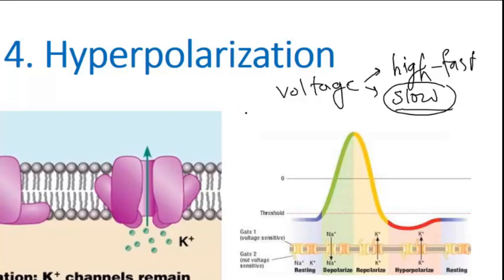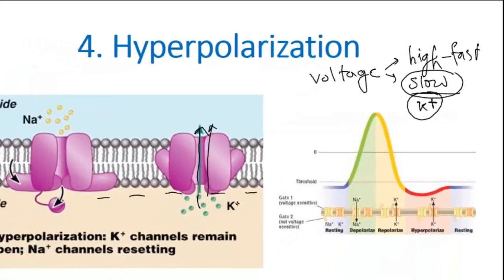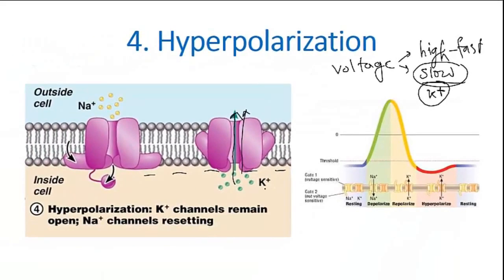Similarly, not in all neurons, but in many neurons, if they have the slow voltage gated potassium channel, it remains open for a long period of time. In that case, potassium continues to move out of the cell. And due to potassium moving out of the cell, the membrane potential becomes more negative, even more negative than the resting membrane potential.